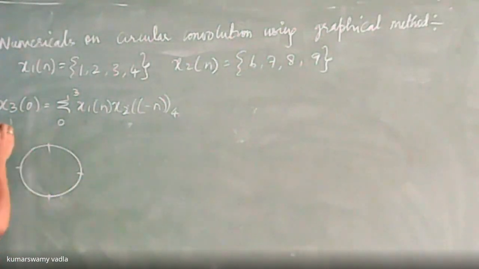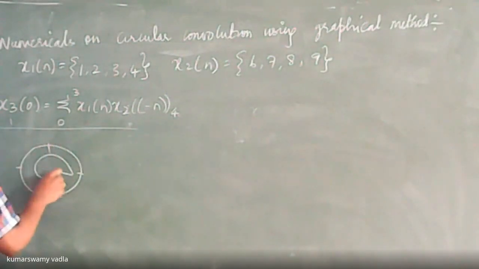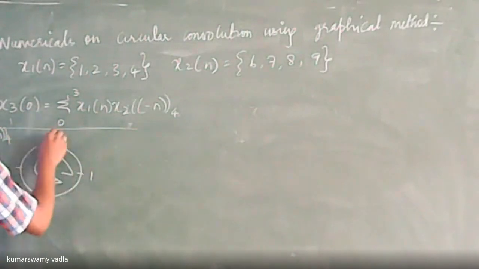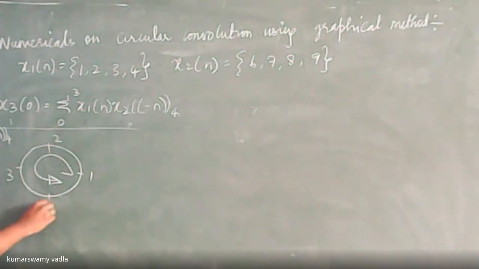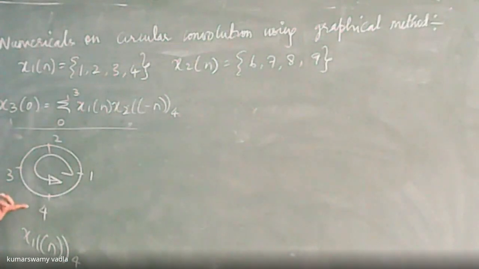How will you do that? So, four values. You should write them down in anti-clockwise direction. First, write down x1 of n modulo 4. So, this is 1, 2, 3, 4. This is x1 of n modulo 4. Is everybody convinced with this diagram?